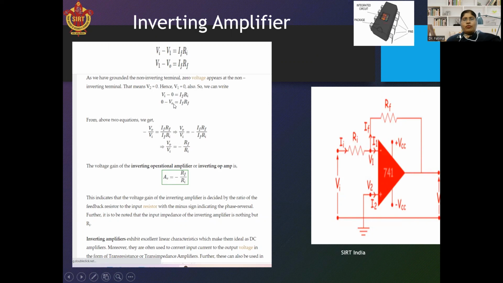Now do the division of V0 by Vi. So minus V0 upon Vi is equal to IF RF upon IF Ri. So this is equal to minus RF upon Ri since IF cancels. So this is the voltage gain of the inverting amplifier, which is equal to minus RF upon Ri. That is, the voltage gain of the inverting amplifier depends on the value of the feedback resistance and input resistance.